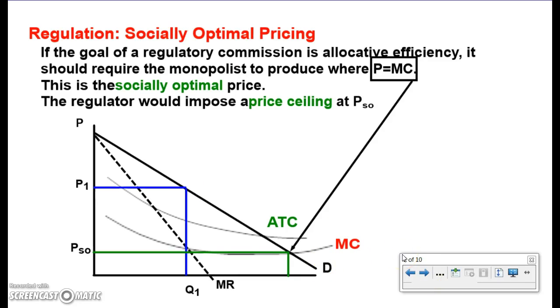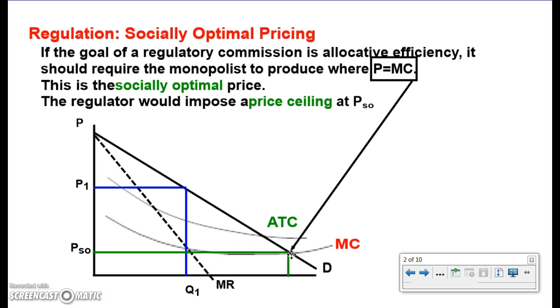So there are two primary methods that have been used for regulating natural monopoly. The first one is what we call socially optimal pricing. Okay, and the idea is to achieve allocative efficiency. So we're going to require the monopolist to charge what we call a socially optimal price. And we determine that by looking for where demand and the MC curve intersect. So if you look at that right here, that means that the price that the last customer is willing to pay is equal to the marginal cost of serving that last customer.